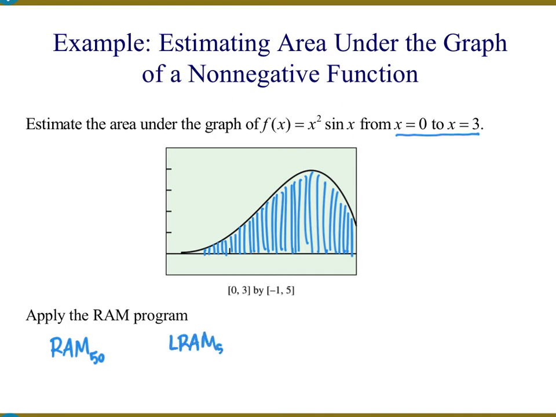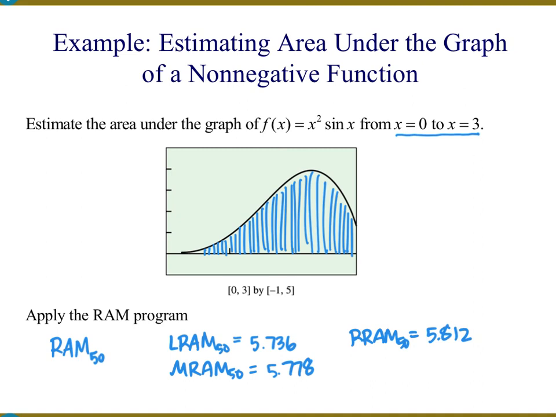All right, so congratulations. Hopefully you ran your program, and if you did it correctly, then your LRAM value would have been 5.736. Your MRAM value should be 5.778, and your RRAM value for 50 should be 5.812. So let's talk about the accuracy of this.